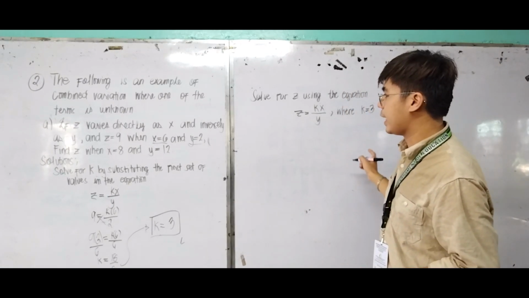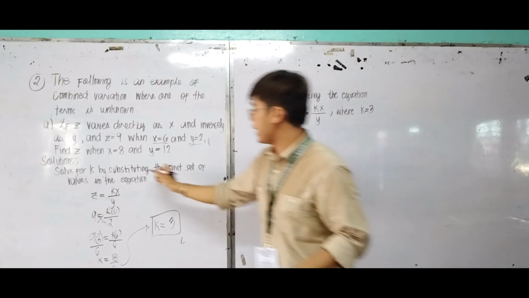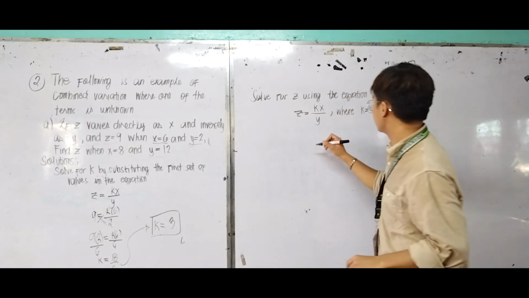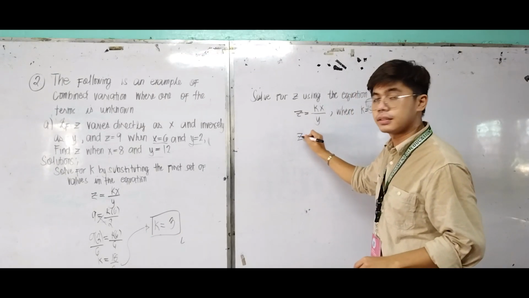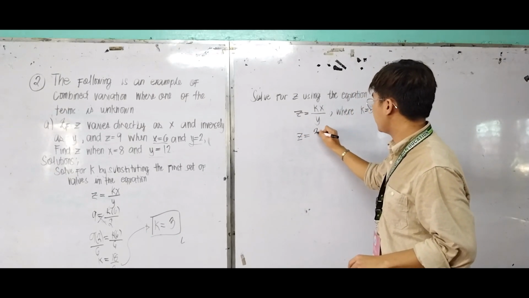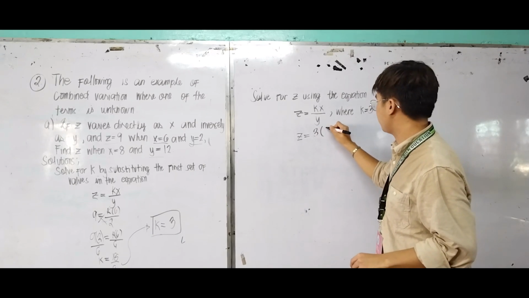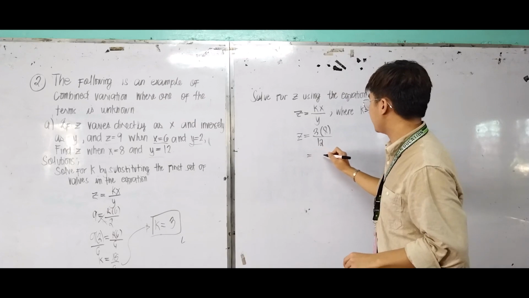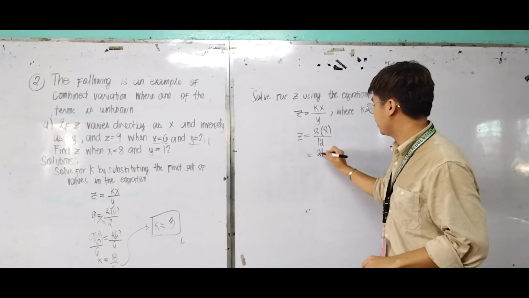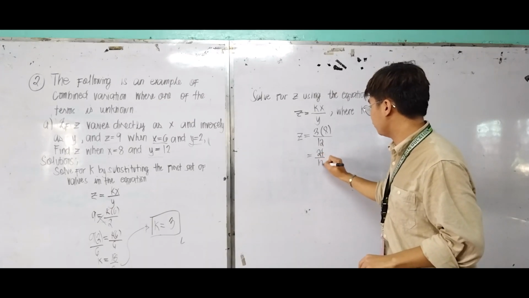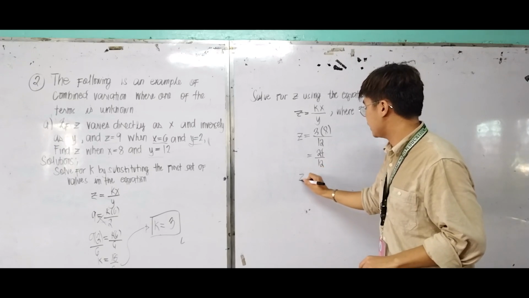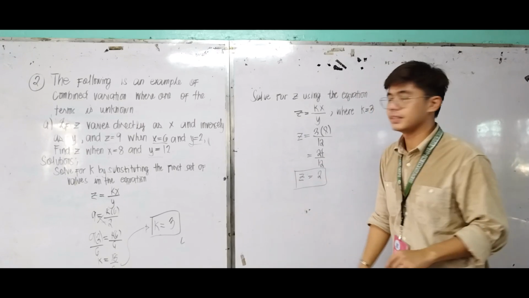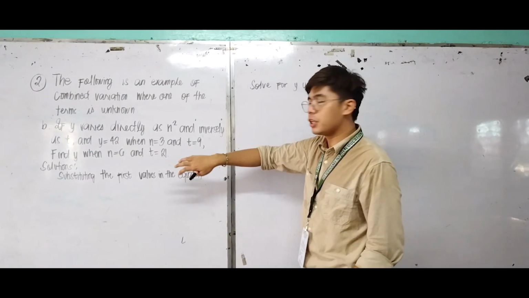Now we have the given k equals 3, x equals 8, and y equals 12. So we have z equals 3 times 8 over 12. So we have 3 times 8, we have 24, divided by 12, so we have z equals 2. Okay, let's proceed to question B.